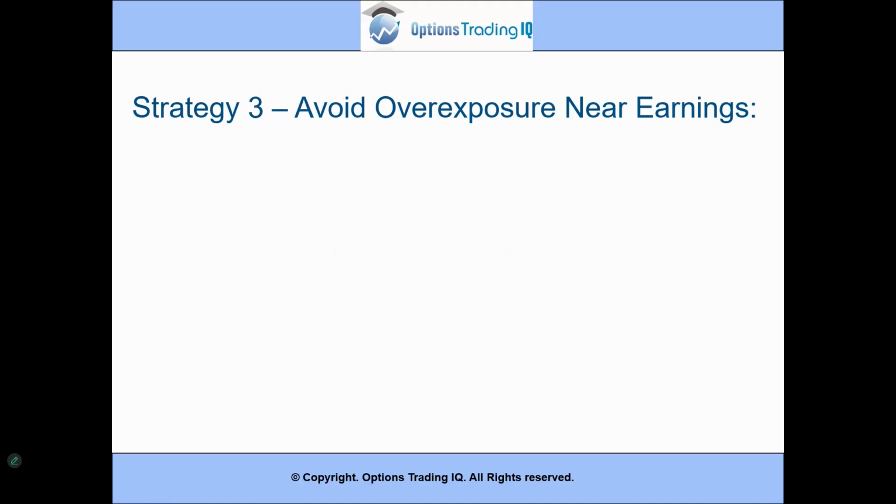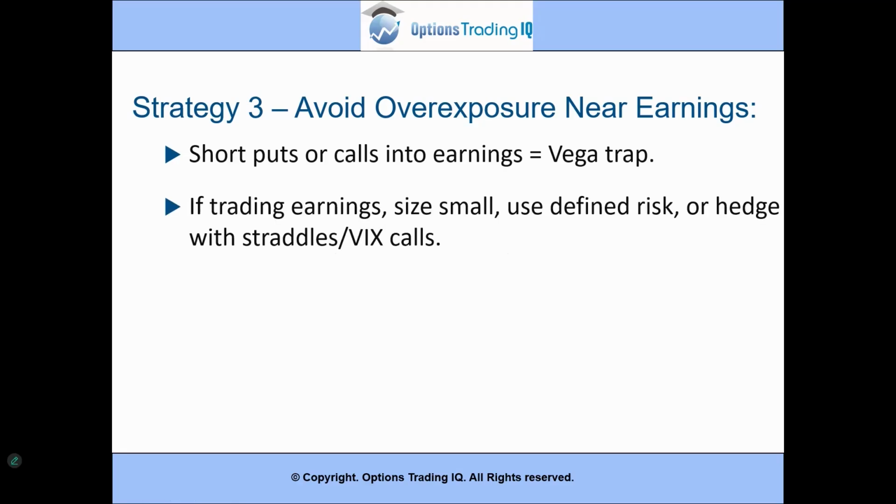Strategy number three is to avoid overexposure near earnings. So short puts or calls into earnings can be a bit of a Vega trap. If you are going to trade earnings, use a small position size, defined risk, or add some hedge with long straddles or VIX calls. Better yet, roll or close before the earnings event.